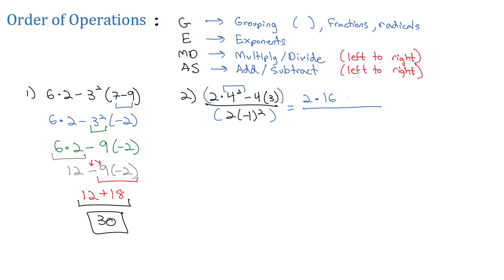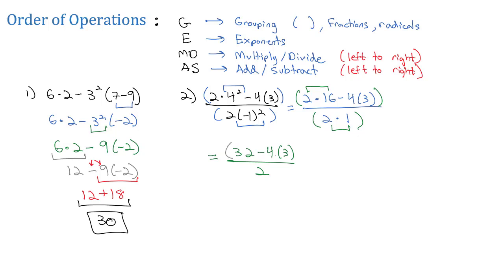So the first thing I'm going to do in the numerator is the exponent. 2 times 4 squared is 16, minus 4 times 3. In the denominator, because it's a separate grouping, we can simplify that, also doing the exponent first. So we have 2 times negative 1 squared is positive 1. There's still work to be done in both of these groupings of the numerator and the denominator. We'll do multiplication next, which comes after the exponent. 2 times 16 is 32, minus 4 times 3. Over 2 times 1 is 2, and that denominator grouping is now complete.